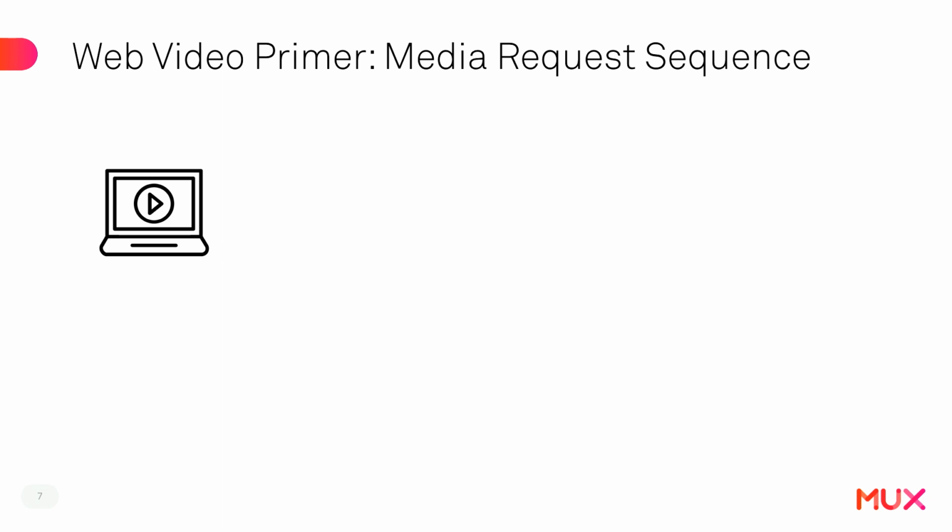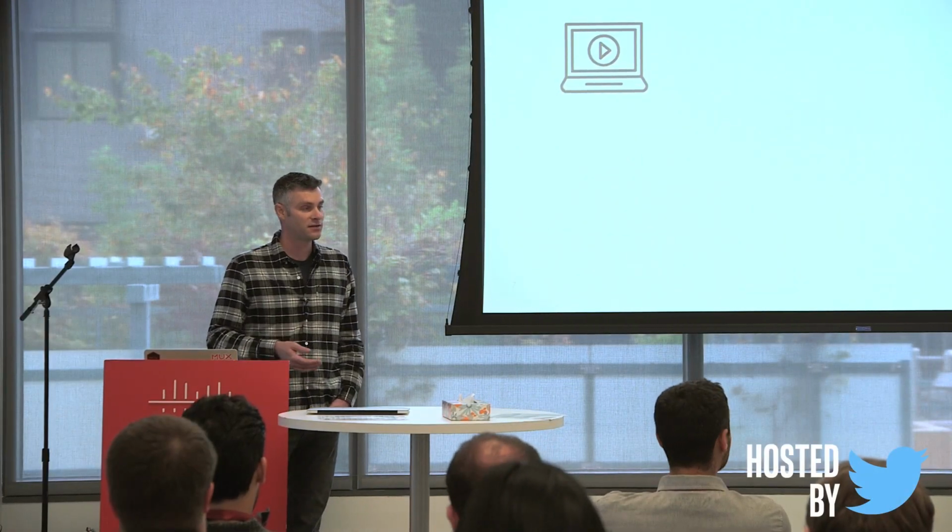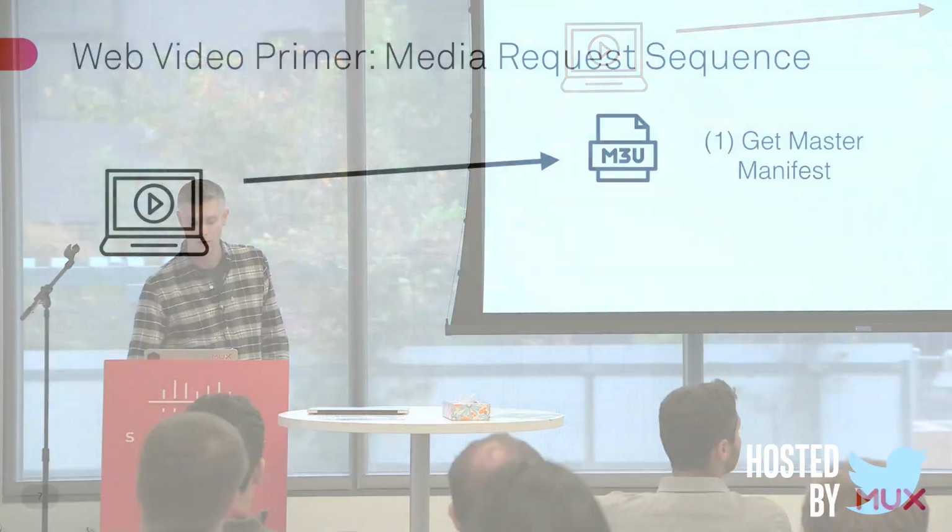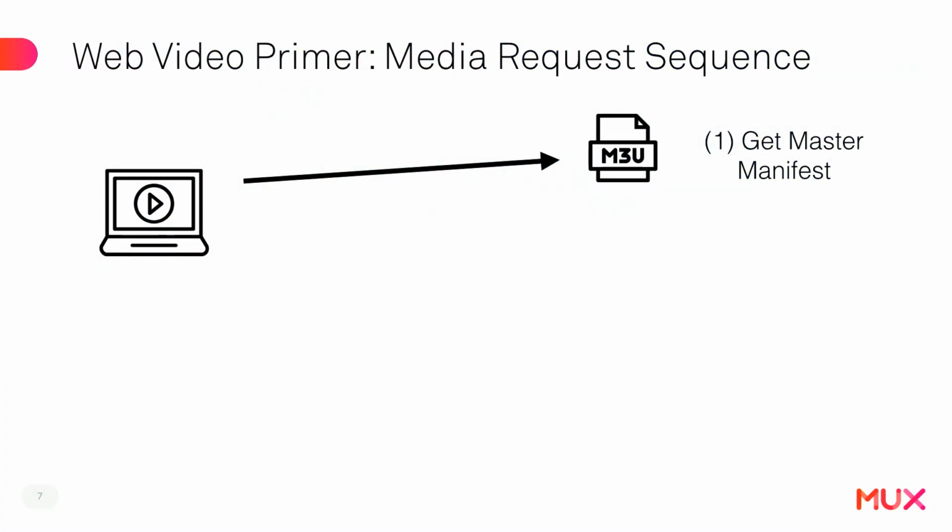So HLS relies on M3U8 manifests, which were originally designed as just generic playlists, but they've been extended to support video streaming as well. So the sequence begins with your video player making a request for the master manifest. The master manifest describes all the different renditions that are available for the video that you intend to play. Each rendition might have a different video resolution, bitrate, language, or some other distinguishing feature. The player then selects the optimal rendition for your current playback circumstances.